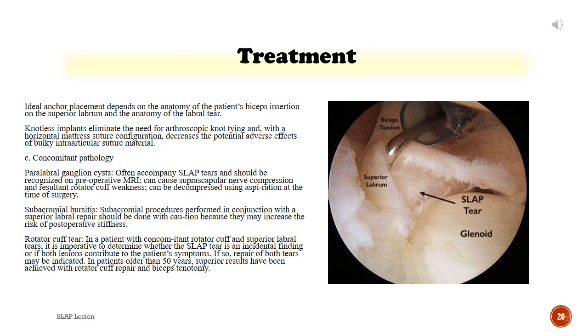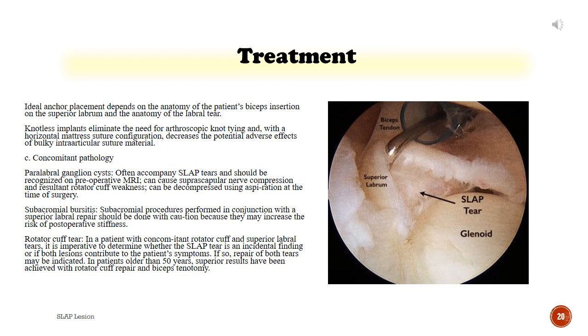C. Concomitant pathology. Paralabral ganglion cysts often accompany SLAP tears and should be recognized on preoperative MRI. They can cause suprascapular nerve compression and resultant rotator cuff weakness, and can be decompressed using aspiration at the time of surgery. Subacromial bursitis: subacromial procedures performed in conjunction with a superior labral repair should be done with caution because they may increase the risk of postoperative stiffness.